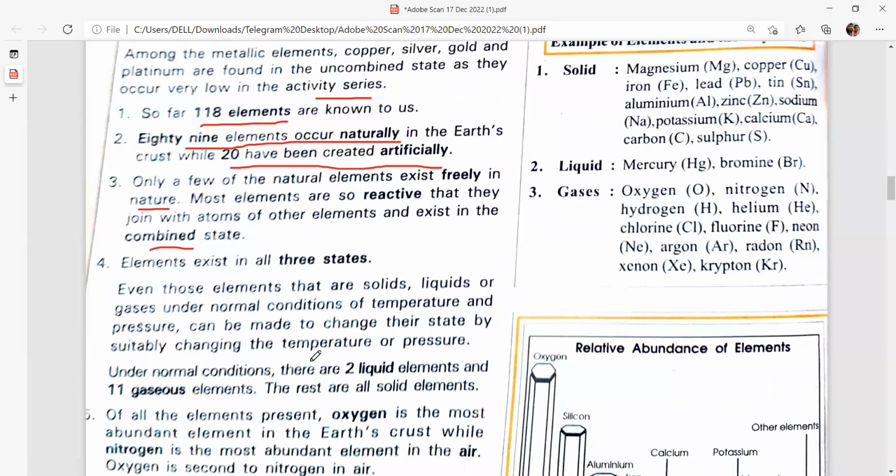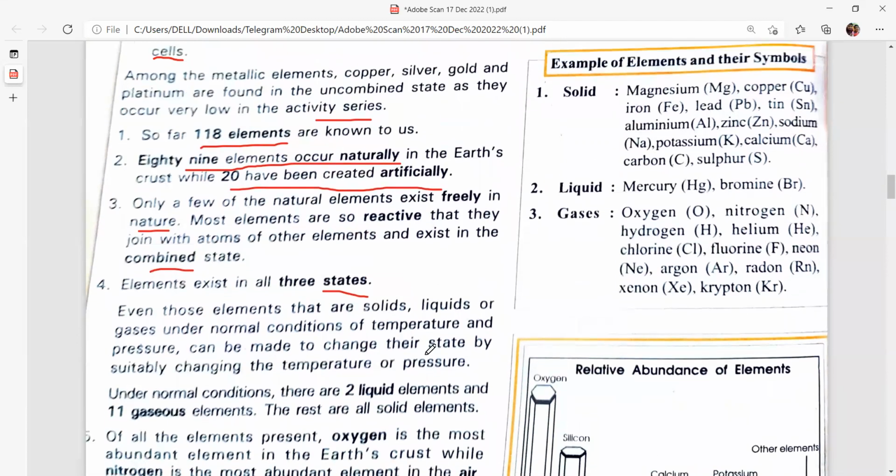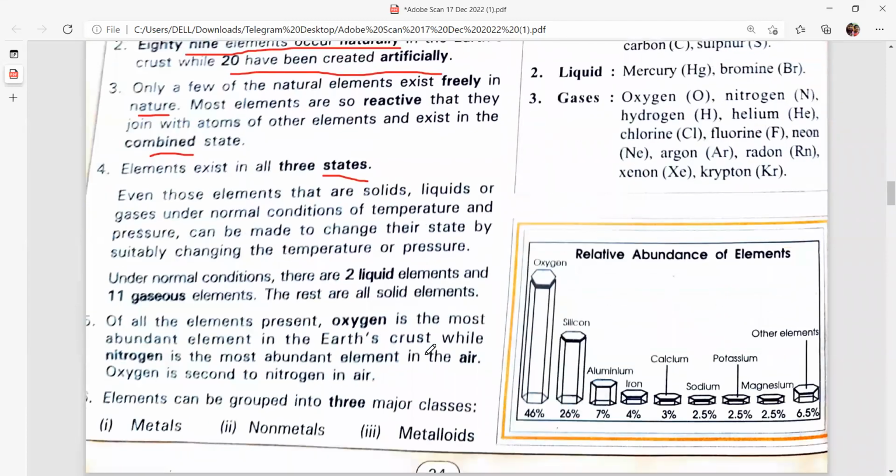Elements are found in 3 states. How many states does matter have? 3 states: solid, liquid, and gas. So under normal conditions, we have 2 liquid elements, bromine and mercury, and 11 gaseous elements. See, the gaseous elements are given here: hydrogen, helium, nitrogen, oxygen, fluorine, chlorine, neon, argon, krypton, xenon, radon. And all others are solid elements.